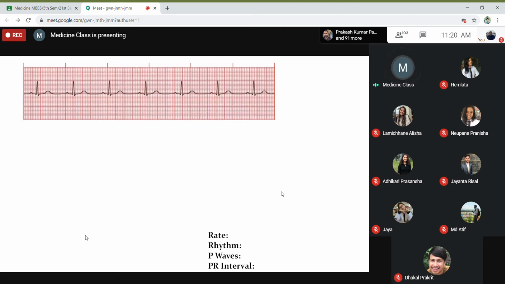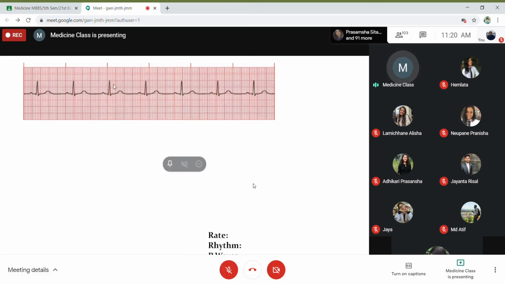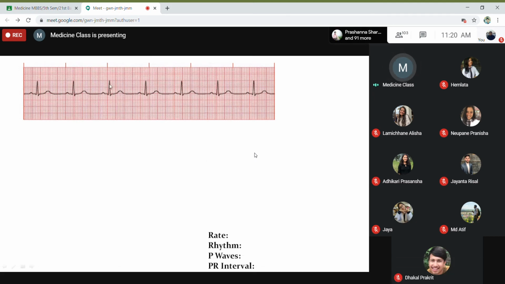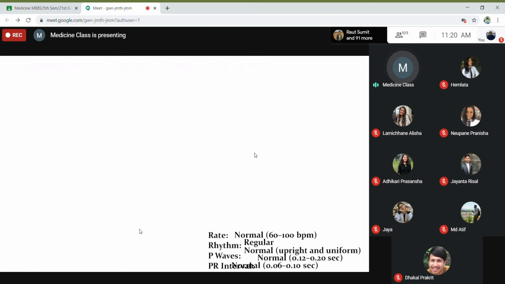Okay, so this is what we look at in rate. Okay, this is 5, 10, 15, 20. Okay, so 1, 2, 3, 4. So 300 divided by 4, it should come around 72 or 75, something like that. Okay. So it's normal. Rhythm is also normal. P wave looks normal and upright. PR interval is also normal. Okay, from here to here. So this is a sinus rhythm.